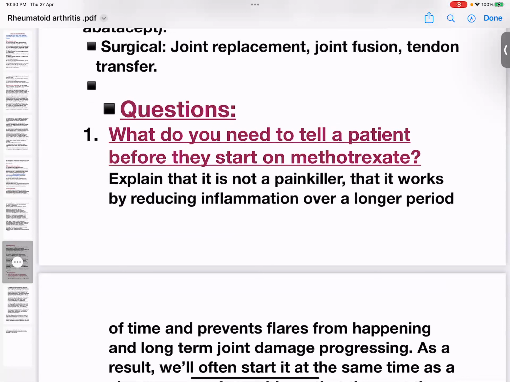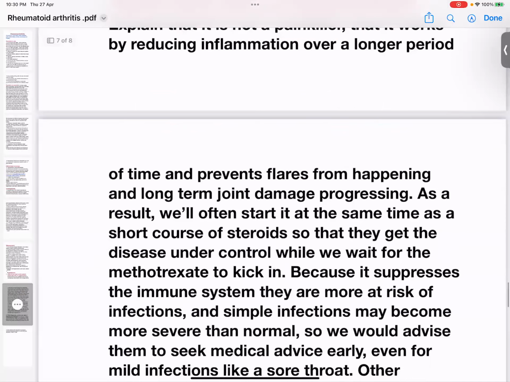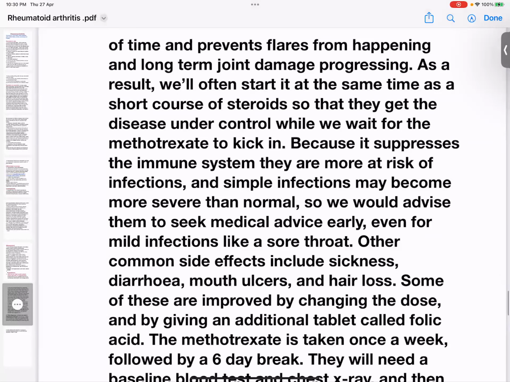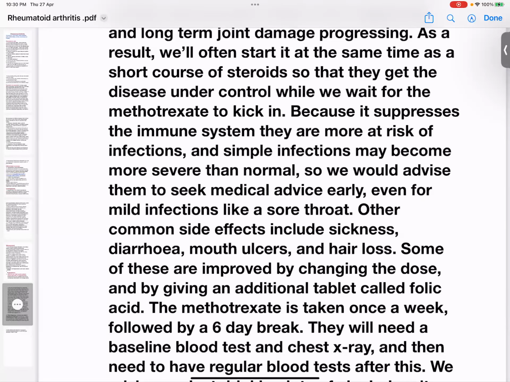What do you need to tell the patient before they start the methotrexate? Explain that it is not a painkiller. It works by reducing inflammation over a long period of time and prevents flares from happening and long-term joint damage progression. As a result, start at the same time as a short course of steroids, and then you will withdraw or taper the steroids, with replacement by DMARDs.